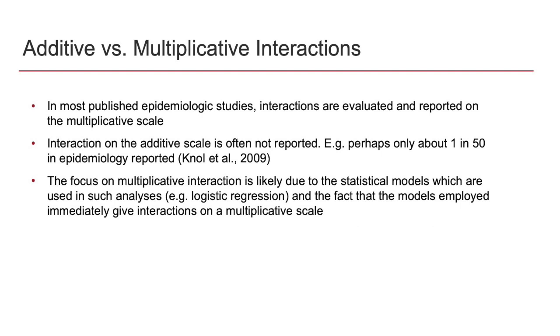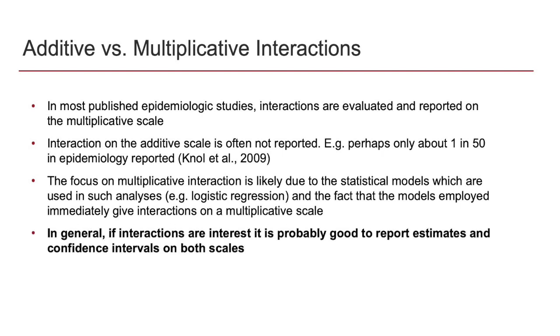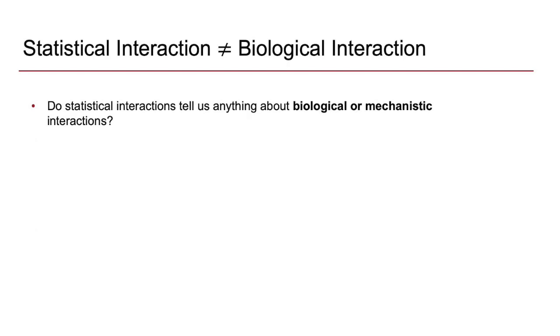models, which are commonly applied, for example, in logistic regression analysis, and the fact that the models immediately provide interpretation of interaction on the multiplicative scale, and people tend to use them without necessarily thinking about which scale the interaction is on. But in general, our advice from an epidemiologic point of view is, if interactions are of interest, it's probably good to report them on both additive as well as multiplicative scales, and also to calculate confidence intervals.